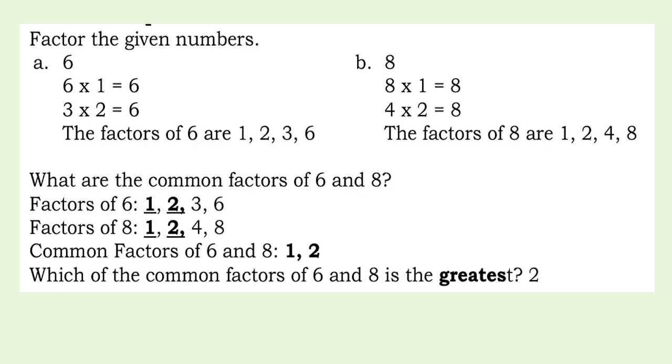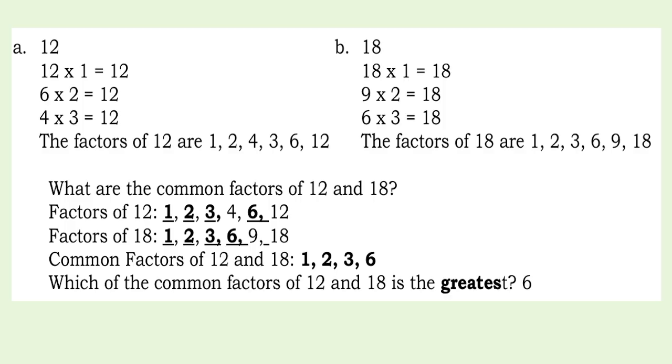Factor the given numbers. So what are the common factors of 6 and 8? Factors of 6 and 8. Common factors of 6 and 8: 1 and 2. Which of the common factors of 6 and 8 is the greatest? So the answer is 2.